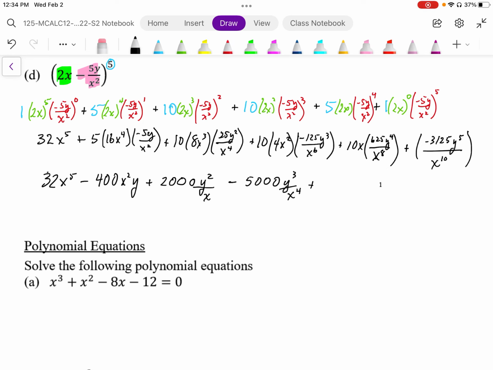This is going to be plus 6,250 y4 over x to the power 7 minus 3125 y5 over x to the power 10, and there's my full expansion. I could use a negative exponent for the x's if you want, but again, this is written in the fraction form.